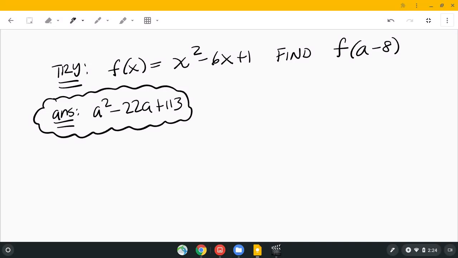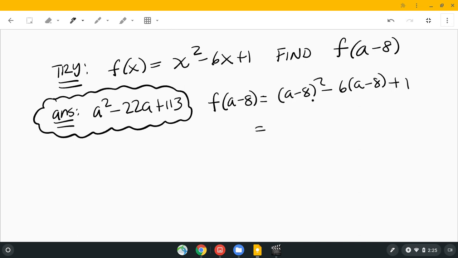All right, so f of a minus 8. I have to replace all of the x's. So I have to replace this x with a minus 8 and this one with a minus 8. All right, so it's a minus 8 squared minus 6 times a minus 8, and then plus 1. Using my shortcut that I just learned about squaring binomials, I'm going to get this trinomial.